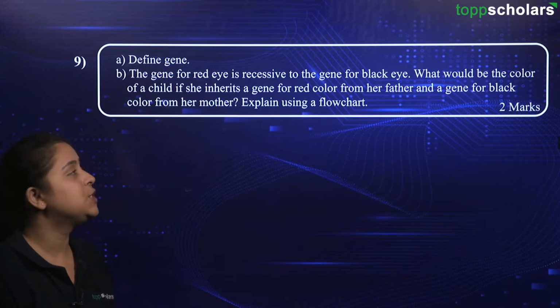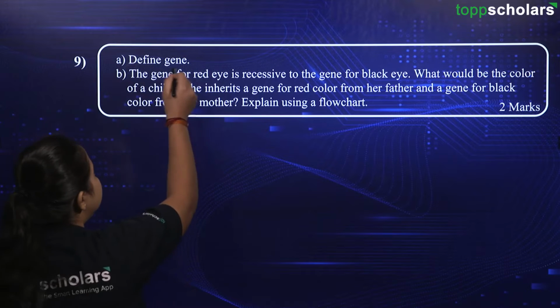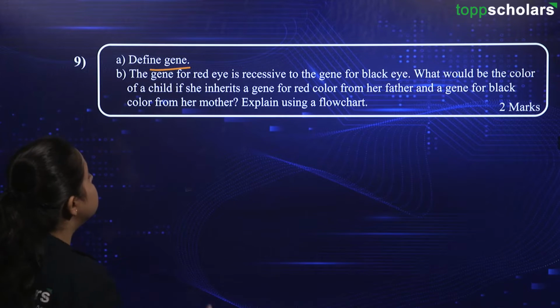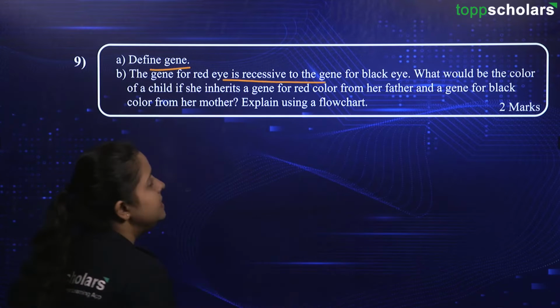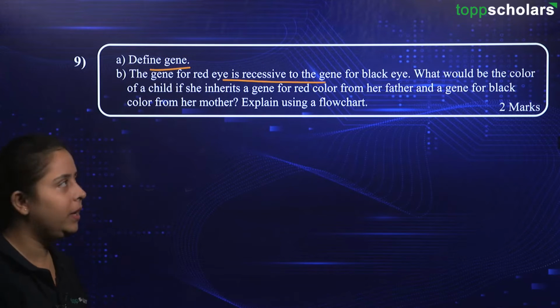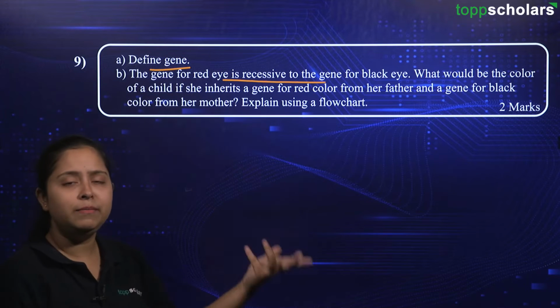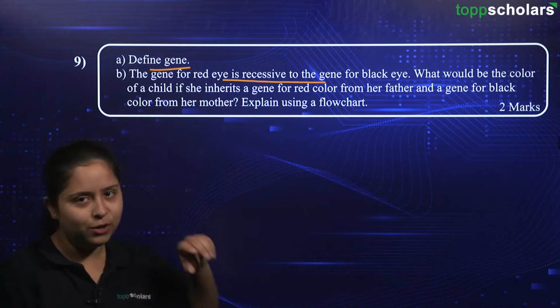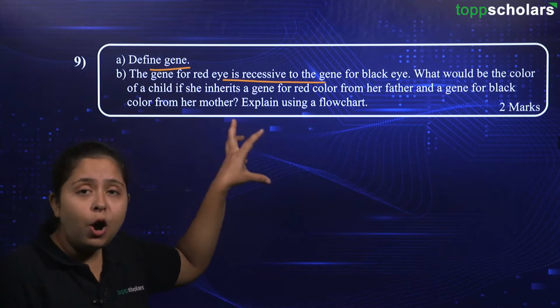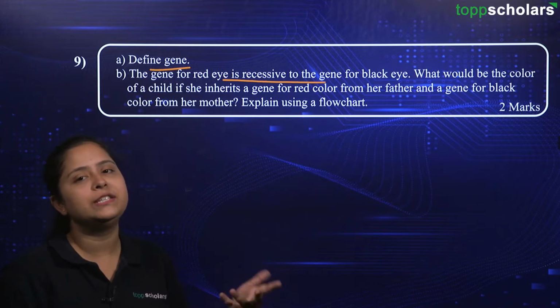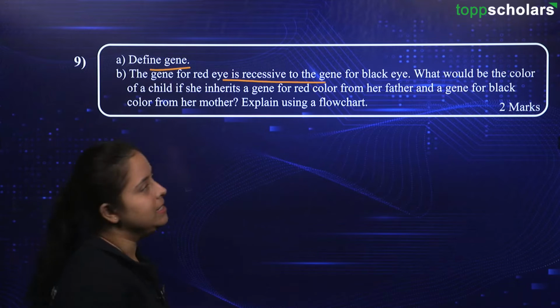Here is the question asked for 2 marks. The question says define gene. So here we are being asked to define gene, and second part is the gene for red eye is recessive to the gene for black eye. Okay, again eye color is the thing and we have different gene. That means these are the alleles. Okay, so you can spot your alleles in your questions when you are reading them for the first time itself, if your fundamentals are clear.